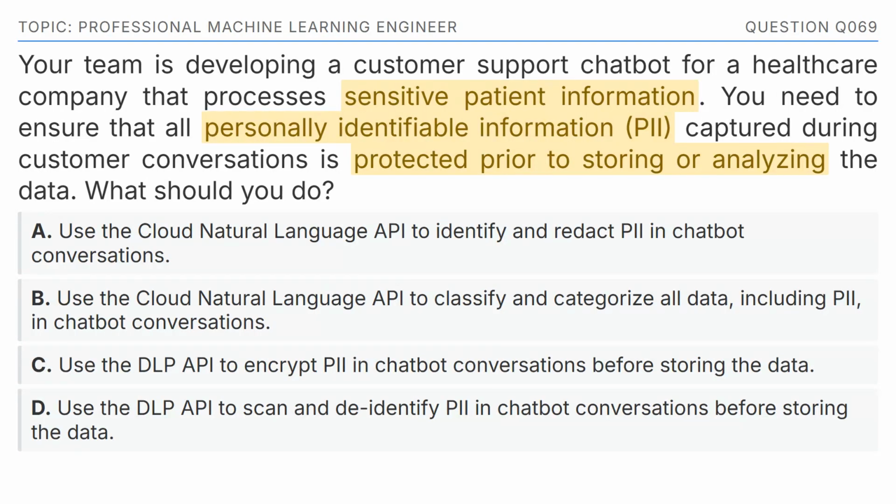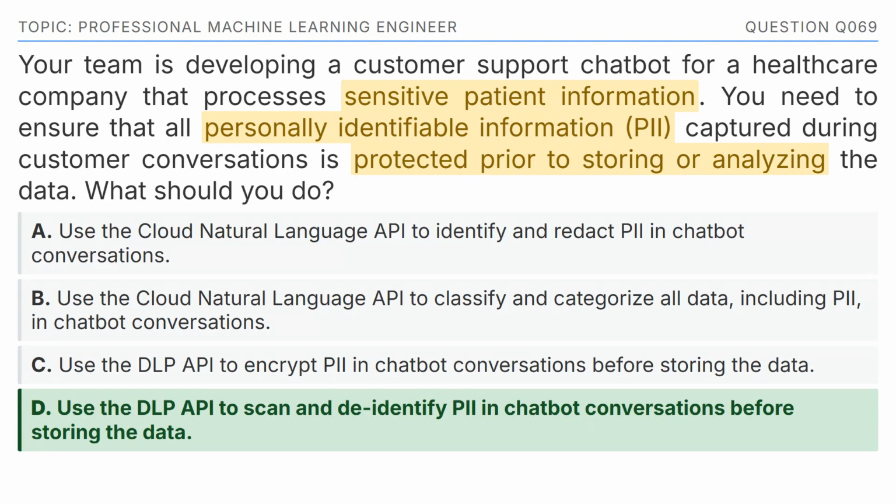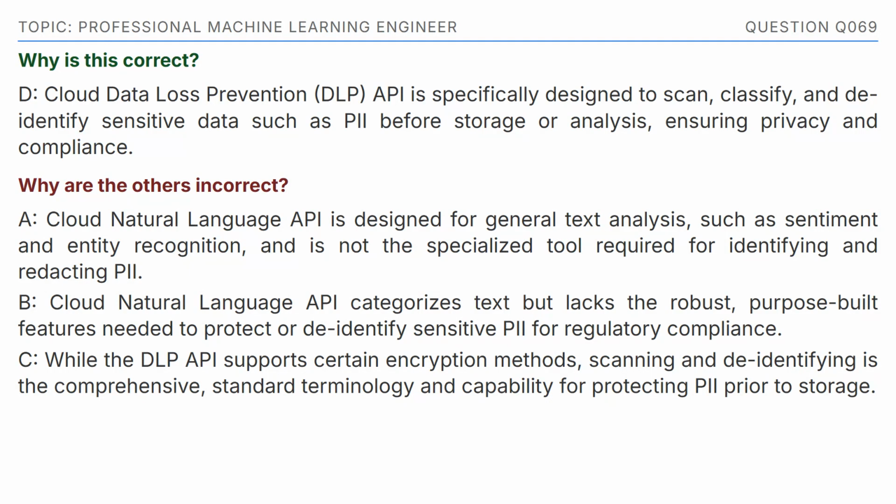To arrive at the correct answer, we focus on the keywords: sensitive patient information, personally identifiable information, PII, protected prior to storing or analyzing. The correct answer is option D, use the DLP API to scan and de-identify PII in chatbot conversations before storing the data. Why is this correct? D. Cloud Data Loss Prevention, DLP, API is specifically designed to scan, classify, and de-identify sensitive data such as PII before storage or analysis, ensuring privacy and compliance.